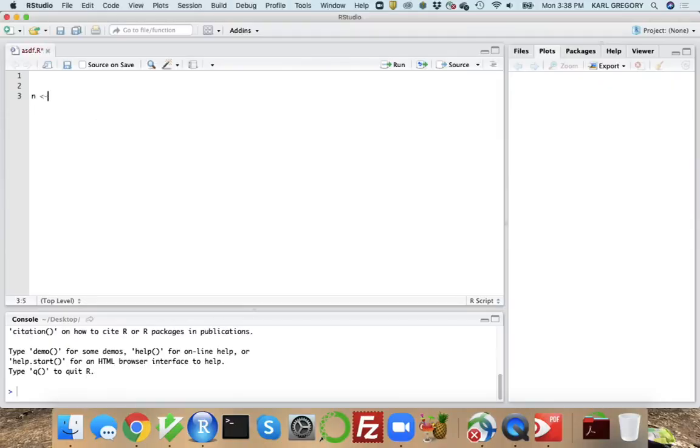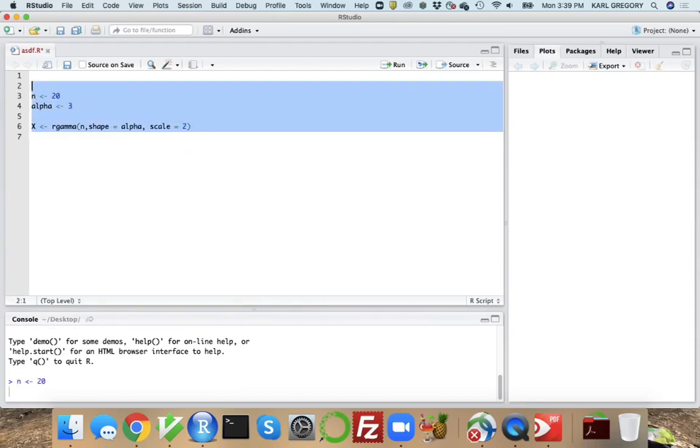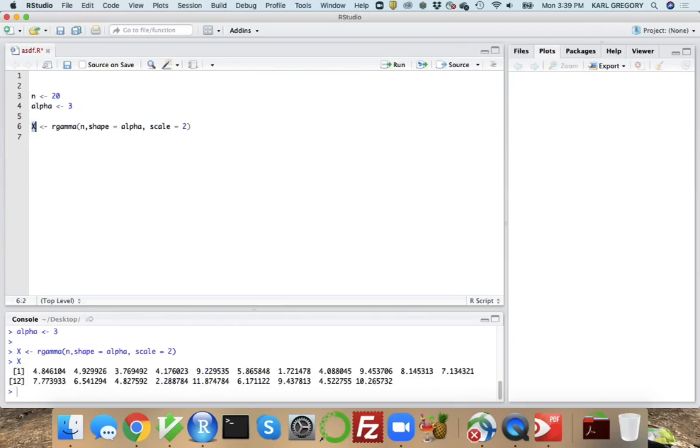So we're going to start by just generating a data set from the gamma distribution under some value of alpha. Let's say alpha is 3, and we'll generate a data set of size n. So our gamma shape parameter is alpha, and the scale parameter is equal to 2. Beta is 2 in the problem. So that gives us our sample x. So there's our data.